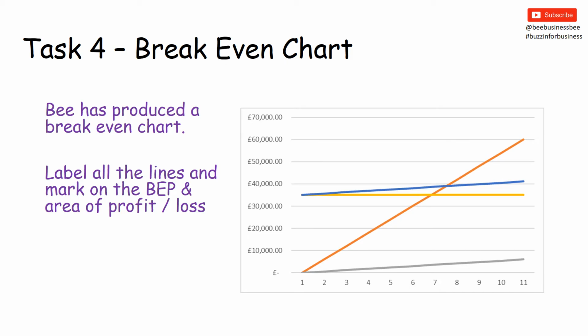So task 4. As you can see, B has provided you with a break-even chart. You need to label all of the lines on the break-even chart, mark on the break-even point, and also mark on the area of profit and the area of loss. The units at the bottom go up in thousands, just in case anybody is confused by the chart.